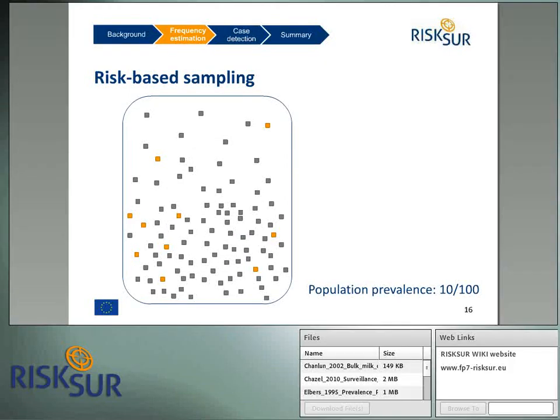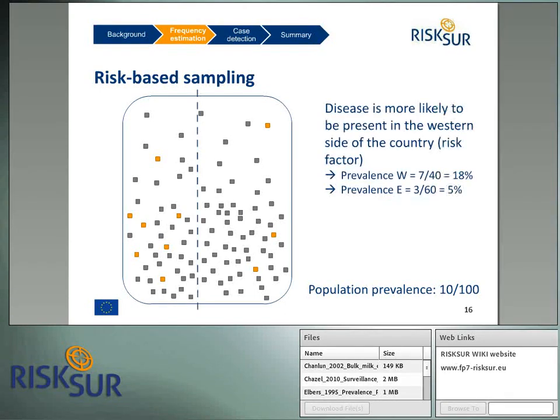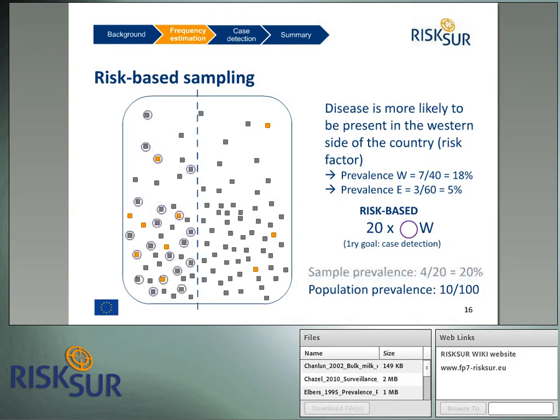Go back to our former example. Suppose now that we are aware that the disease is more likely to be present in the western side of the country, because there is a lot of trade with the bordering country having a high prevalence of the same disease, for example. If the primary objective of surveillance is detecting cases, then we might decide to target the high-risk stratum only, increasing thus the probability of detection. As you can see, we have now doubled the number of cases detected compared to the random sampling example. However, the prevalence in the sample reflects the prevalence in the high-risk area and is not representative of the prevalence in the whole population.